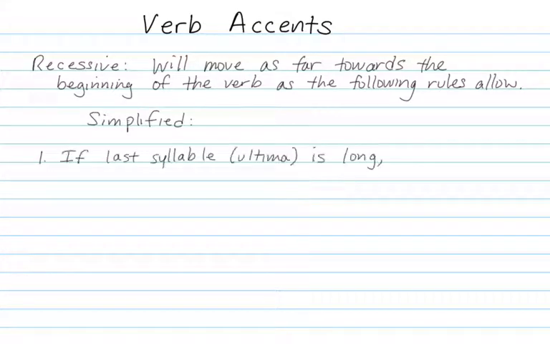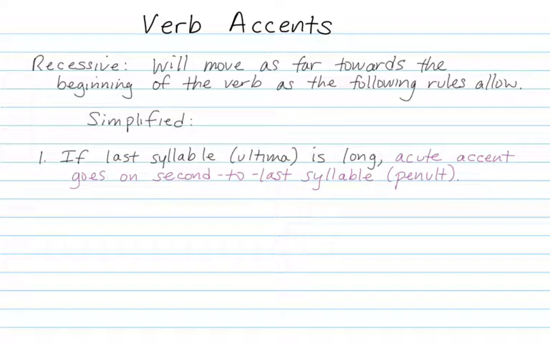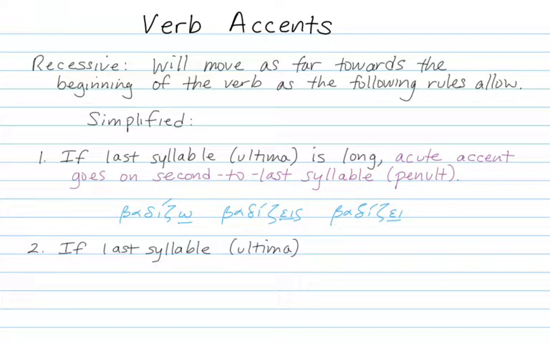So rule number 1: if the last syllable, the ultima, is long, then you put an acute accent on the second to last syllable, the penult. So in our sample verb badizdo, you'll notice the last syllable is long, which means the acute goes on the penult, and you get badizdo. Now it turns out the first singular, second singular, and third singular all have long last syllables. So they are all going to have the accent in the same place. Badizdo, badizdeis, badizdei. All have a long ultima and therefore get an acute on the penult. Long ultima, acute on the penult.